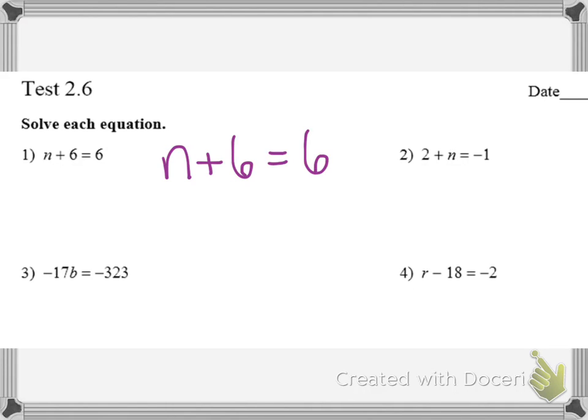Again, the whole idea behind solving an equation is to isolate the variable, which in this case is n. And whatever I have to do to manipulate the numbers to get everything on the other side of the equal sign, whatever's there is the answer. In this instance, I'm going to subtract 6 from both sides because this is a plus 6 and we need to do opposite operations. That becomes a 0. So n is equal to whatever 6 minus 6 is, which happens to be 0. So that would be the answer to that one.